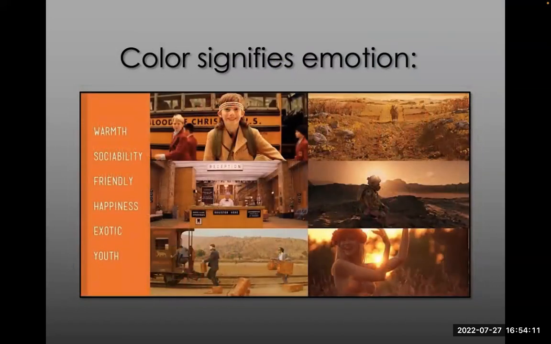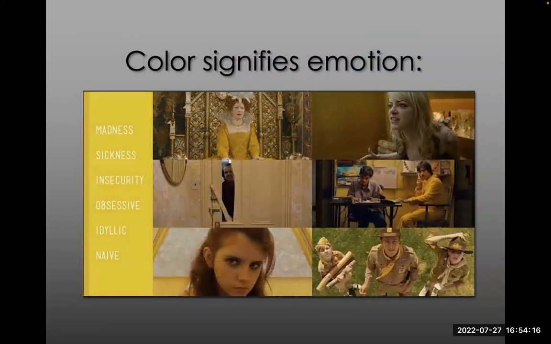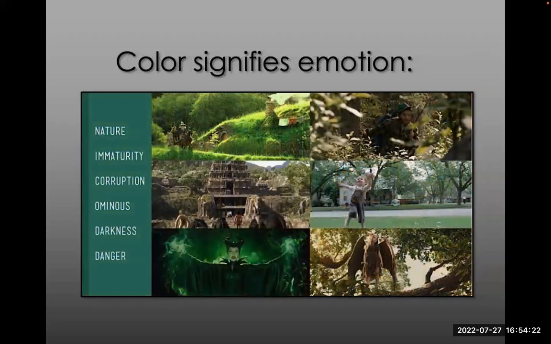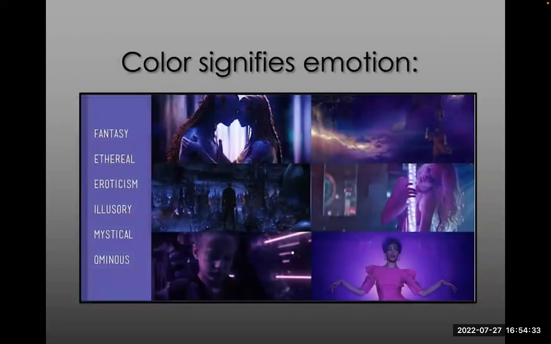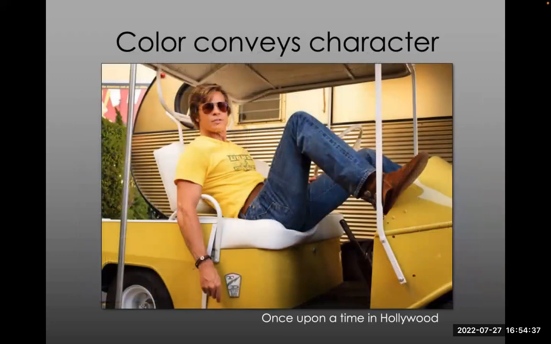Orange, warmth, sociability. Also death in the Italian tradition. Yellow, interesting, madness, sickness, obsession. Green can mean different things. It can signify nature, but also sickness. Blue can be passive or cerebral or morose. Purple can connote royalty or something ethereal.